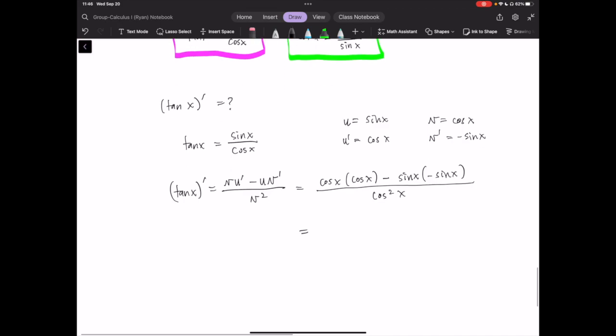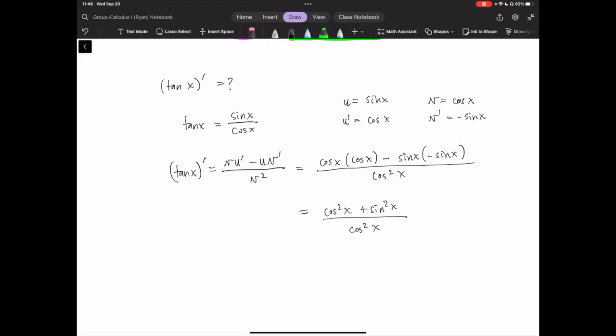All right. We can combine some stuff here. In particular, we have a minus sign times a minus sign, so that's a plus. So this can all be written now as cosine squared x plus sine squared x all over cosine squared x. But now we can remember that the Pythagorean theorem, or really the unit circle definition of our trig functions, tells us that cosine squared plus sine squared is always equal to 1. So the Pythagorean identity then says that this is equal to 1 over cosine squared x.